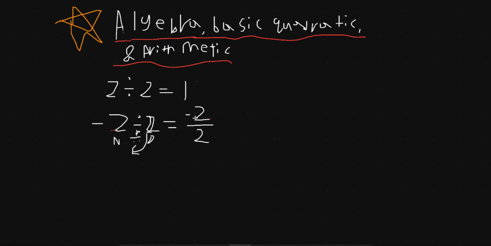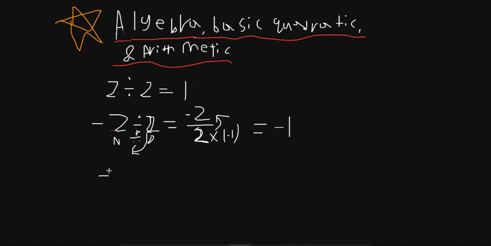Well, I don't know how many times 2 can fit into negative 2. We just learned multiplication. What would happen if you multiplied the denominator by negative 1? Then it's negative 2, right? So this number can fit in this number negative 1 times. So the answer is negative 1.